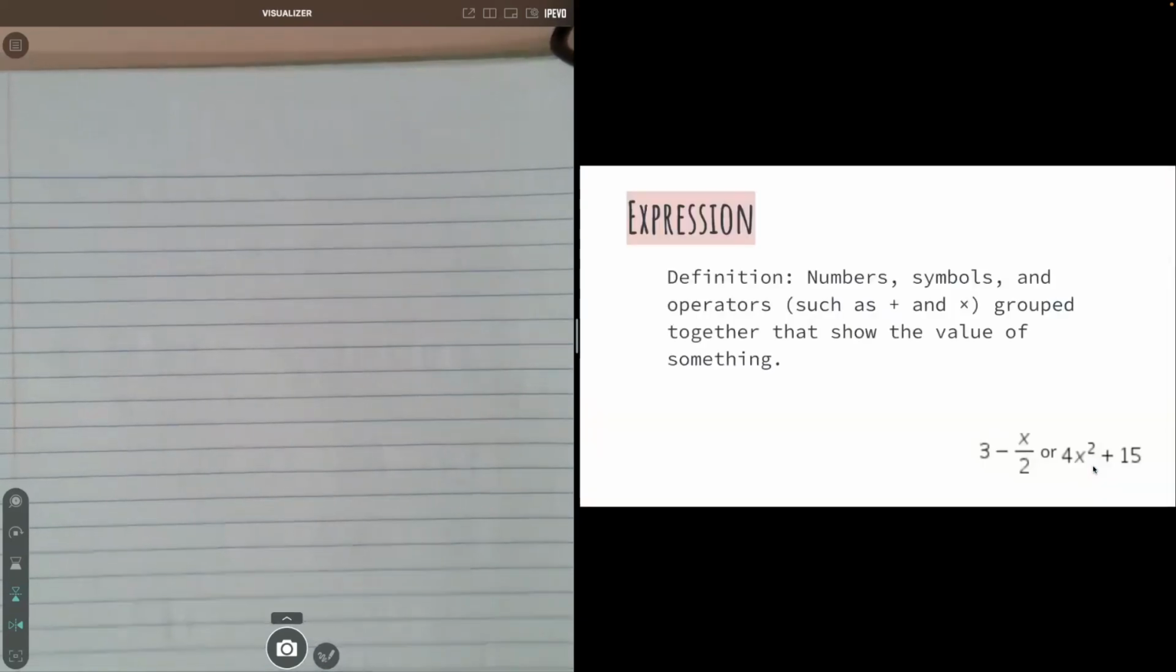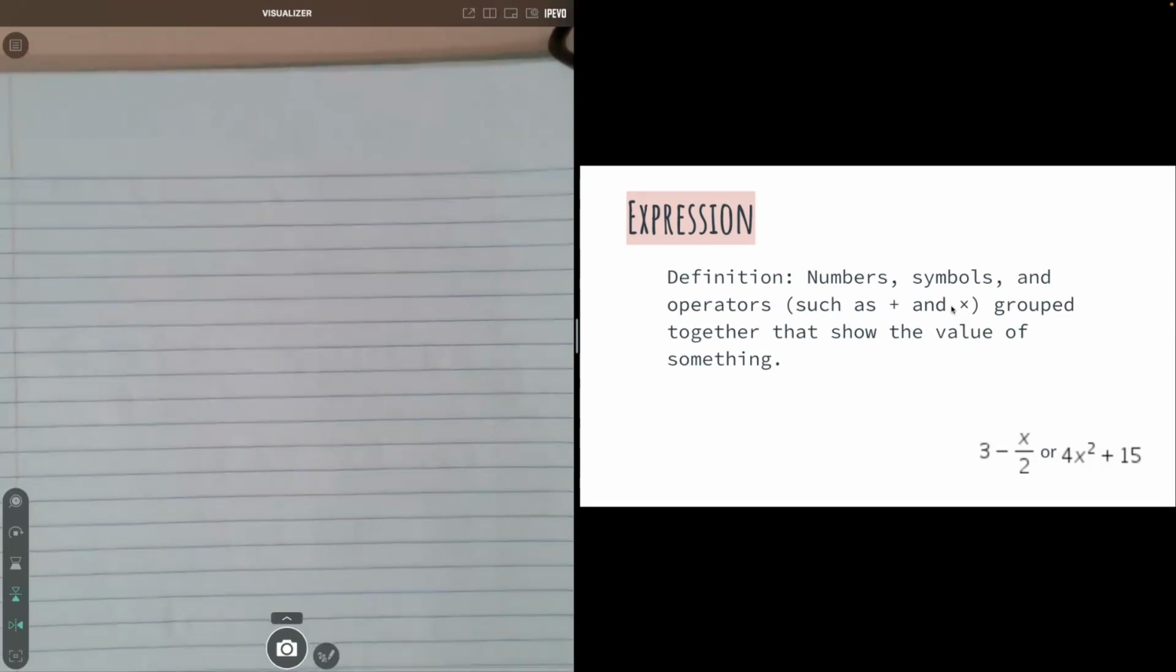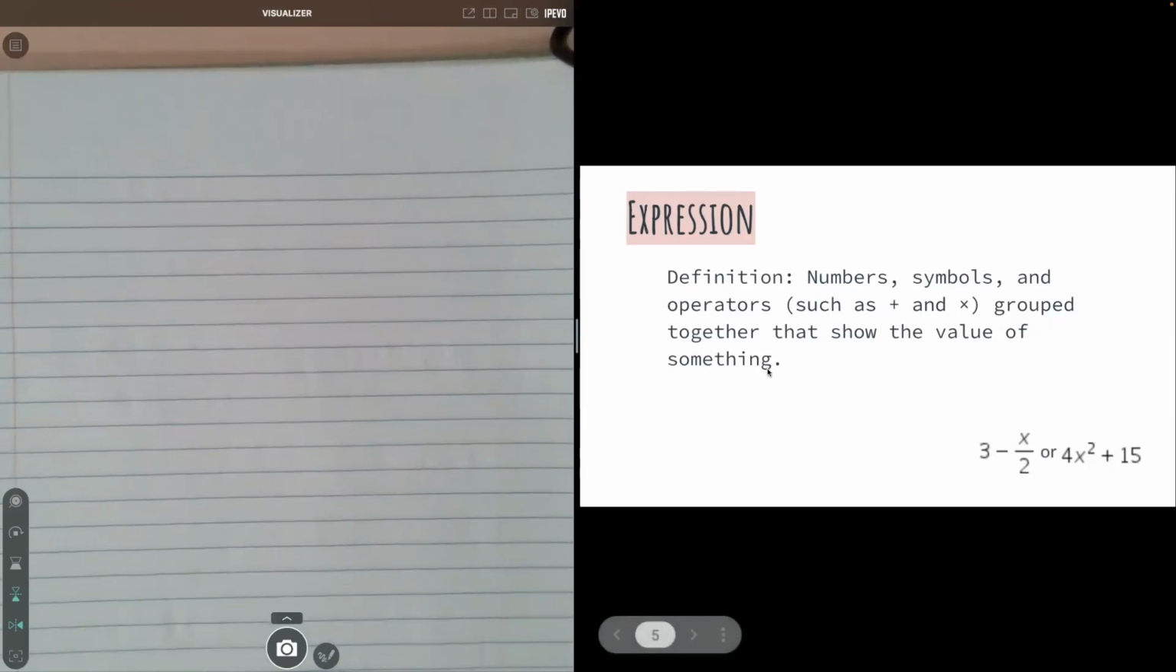The vocabulary for this, the first word, expression. So an expression is when you have numbers, symbols, and operators. Operators are just like the addition, multiplication, what you do between numbers, grouped together that show the value of something. So for example, 3 minus x over 2, that's showing the relationship between whatever's in here, and it's describing something else. Or 4 times x to the second power, that's what we're going to talk about is a term, and then plus this other term 15, that makes an expression altogether.